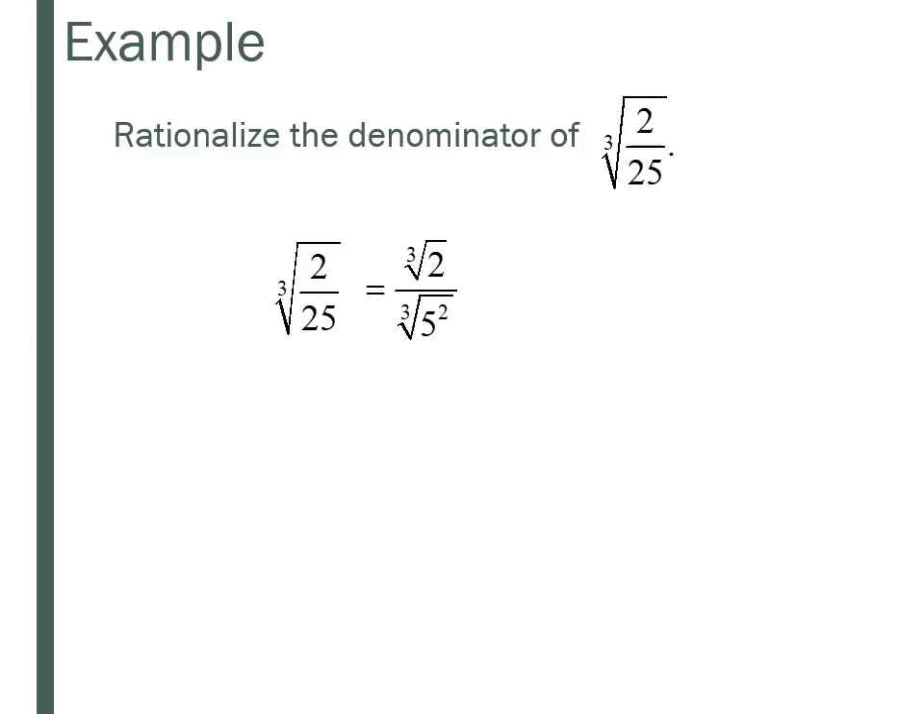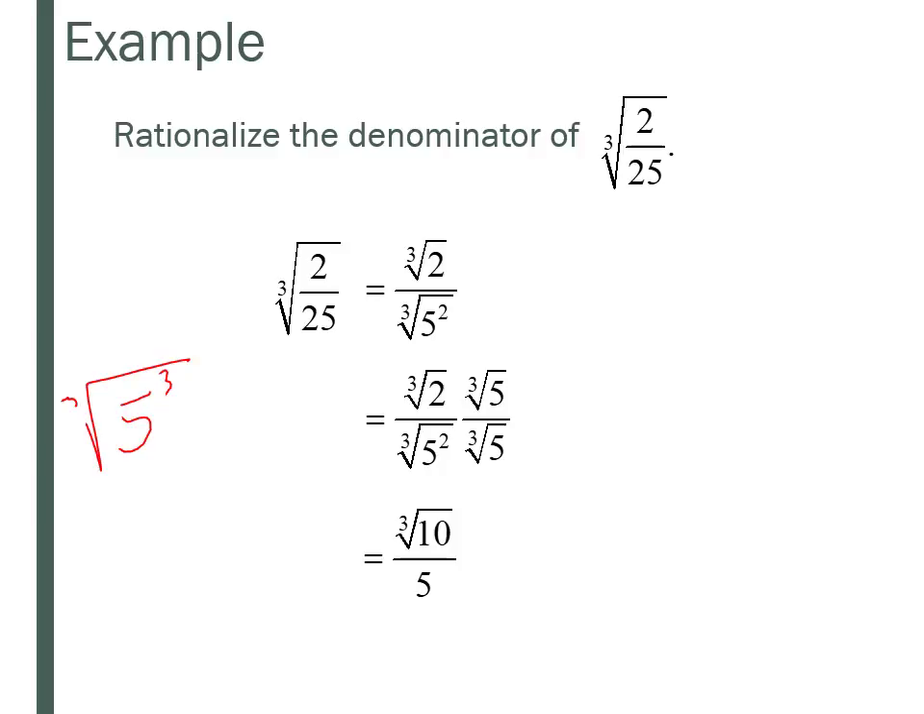Now, our goal is we need it to be the cube root of 5 cubed. That tells us that we are short one 5. So instead of multiplying by the cube root of 5 squared, we're only going to multiply by the cube root of 5, because we only need one more 5. I'm going to multiply the numerator and the denominator by the cube root of 5. So when I do that, I end up with the cube root of 10 over 5. And we're done.